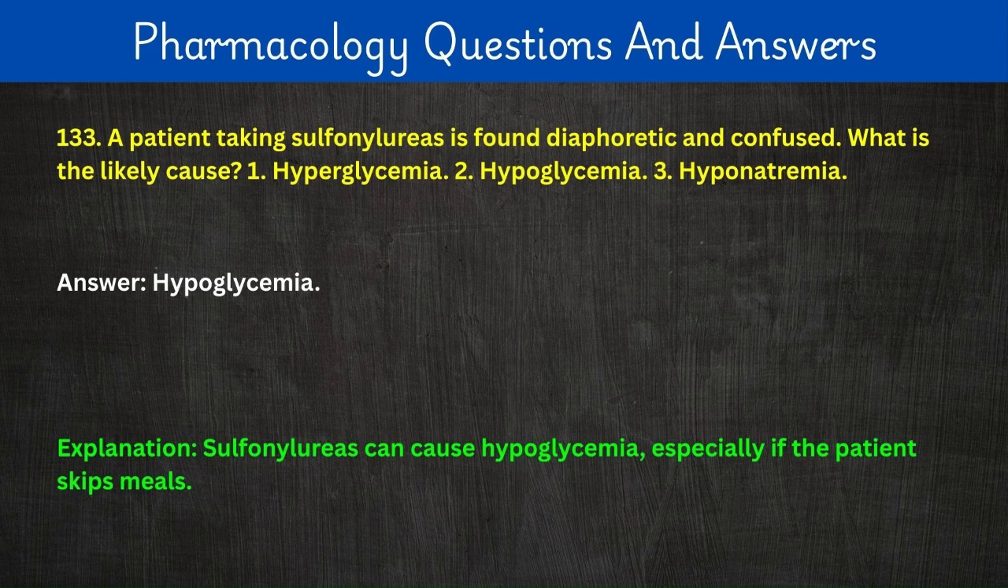133. A patient taking sulfonylureas is found diaphoretic and confused. What is the likely cause? 1. Hyperglycemia. 2. Hypoglycemia. 3. Hyponatremia. Answer: hypoglycemia. Explanation: sulfonylureas can cause hypoglycemia, especially if the patient skips meals.